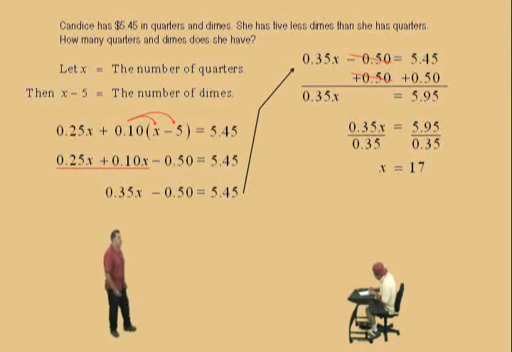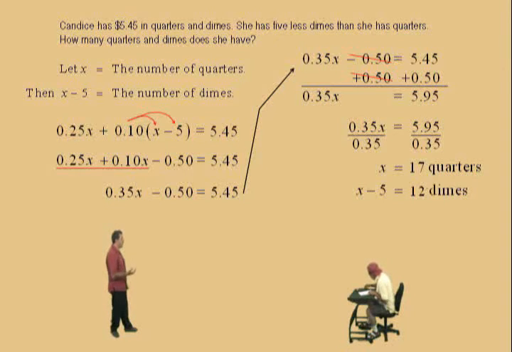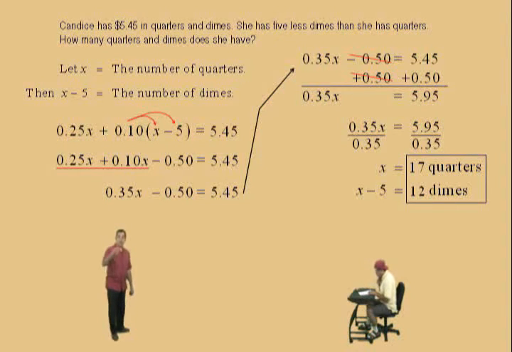All right. So if x equals 17, remember, x minus 5 is what, Charlie? 12. X represents the number of quarters, and x subtract 5 equals the number of dimes, right? So there we have it, 17 quarters and 12 dimes. If you take 17 times 0.25 and 12 times 0.10, add those two numbers up, obviously you get 5.45, which is $5.45. Very nice there, Charlie.